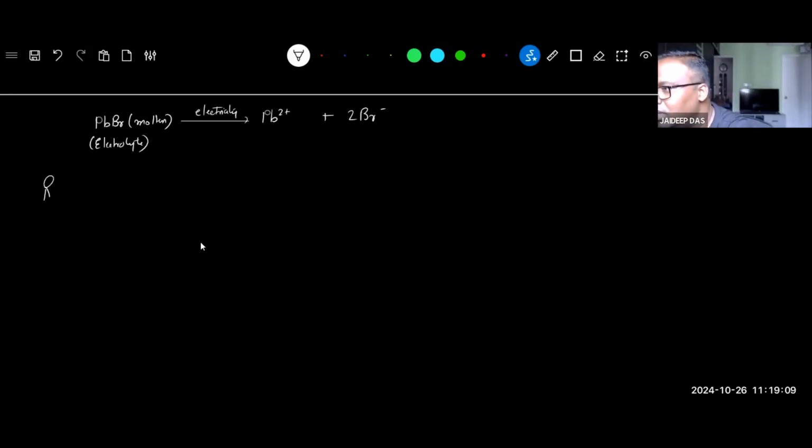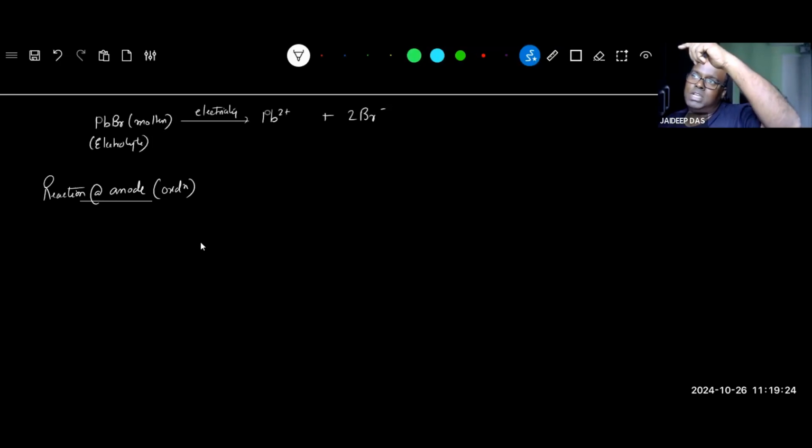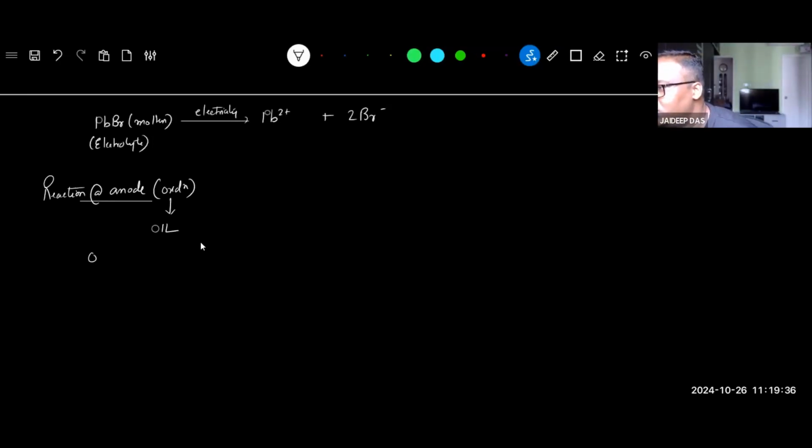Now we write like this: reaction at anode. Anode is the electrode where always oxidation happens, irrespective of which type of cell you are, electrolysis or electrochemical. Electrochemical is battery, we'll study that later, right now we are studying electrolysis. In electrolysis and electrochemical, at the anode always oxidation. When you say oxidation, what do you recall? OIL. Oxidation is loss of electron, means here that reaction will take place which will lose electron.